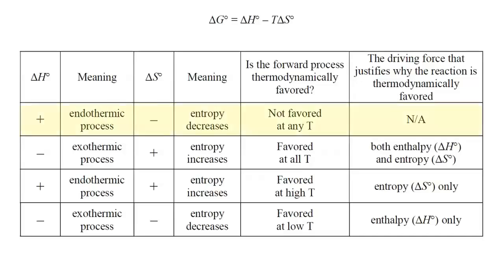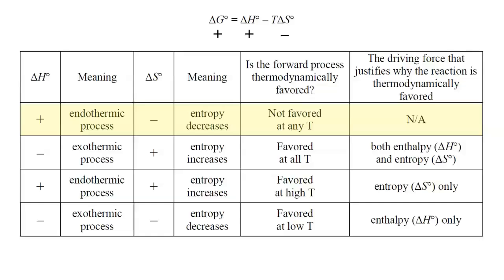So our first situation looks like this. We have a positive delta H, and the meaning of that would be an endothermic process. We have a negative delta S, and the meaning of that is that the entropy of the system decreases. And if you look at the Gibbs free energy equation at the top of the slide, you can see that if delta H is positive and delta S is negative, then mathematically delta G must be positive. Therefore, is the forward process thermodynamically favored? And the answer is no, it's not favored at all at any temperature, no matter what. In fact, the reverse process from right to left would be thermodynamically favored.